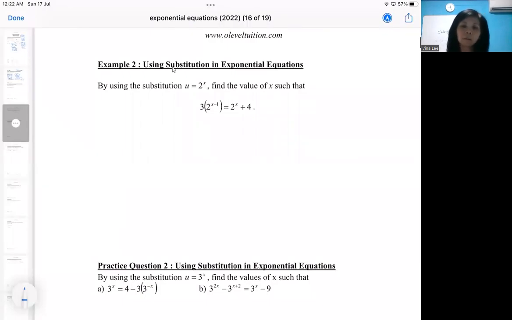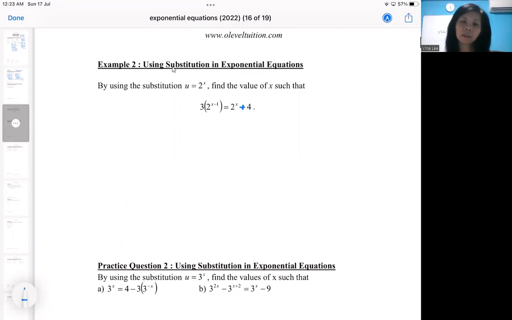So there are some situations in exponential equations where it's not possible to compare the same base. When does that happen? When there's an addition or subtraction of extra terms. When there's an addition or subtraction of extra terms, that doesn't allow us to make the same base to compare. So this is the time we'll be using a substitution.